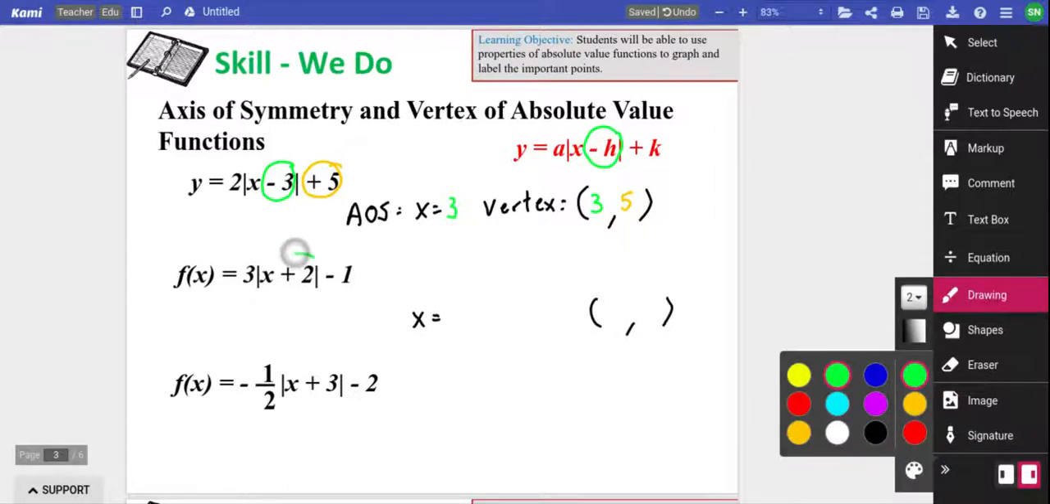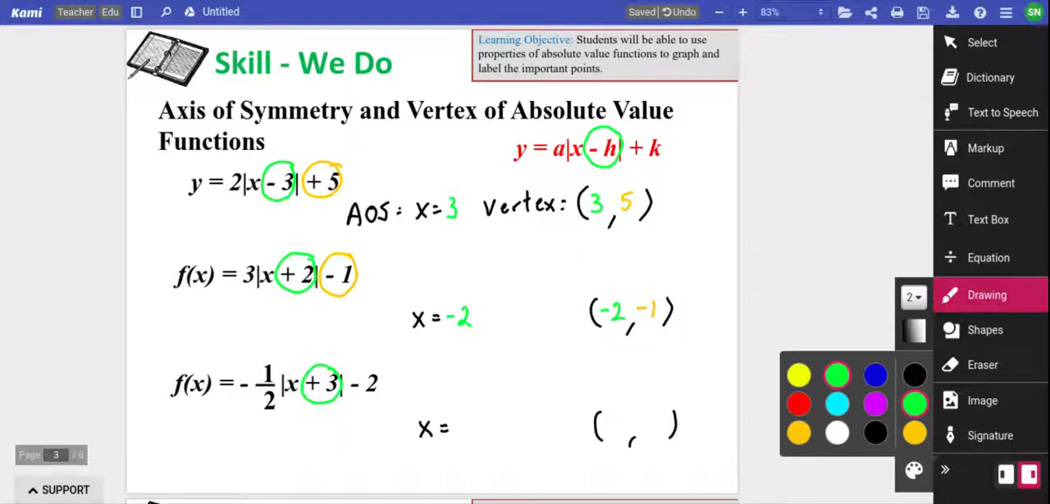So x in this case equals the opposite of that, which would be negative 2. This negative 2 also goes here. And then we take care of the k, in this case the negative 1. Same for the last one. Notice the last one has a fraction, but that's only going to play a role whenever we start graphing.